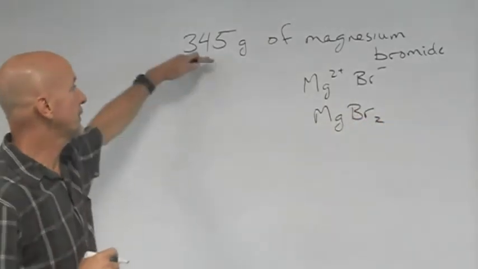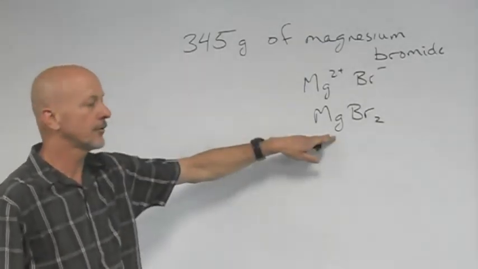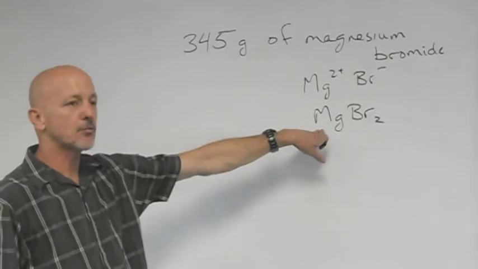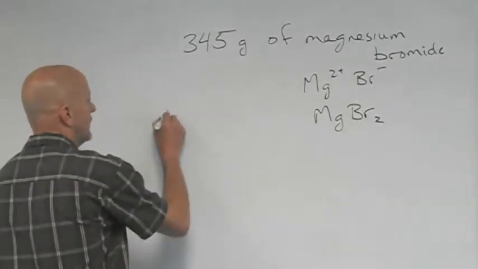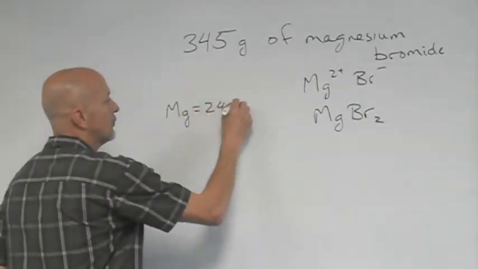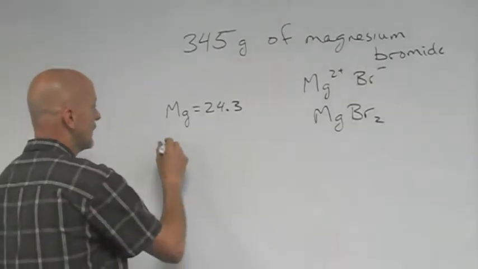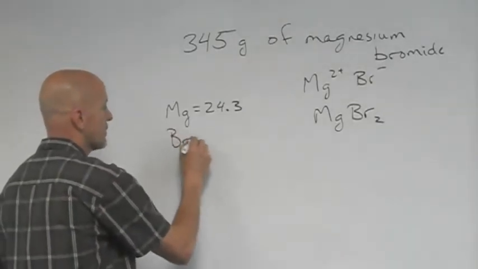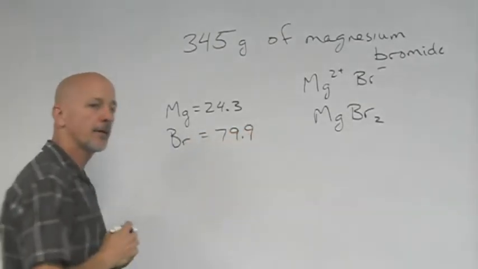We need a reference point. So I have a certain mass. I need to use that mass and convert it into moles. And so I need to find out how much 1 mole of magnesium bromide would have. I check my periodic table. I find magnesium has a mass of 24.3. And I look at bromine, which is 79.9 grams per mole.